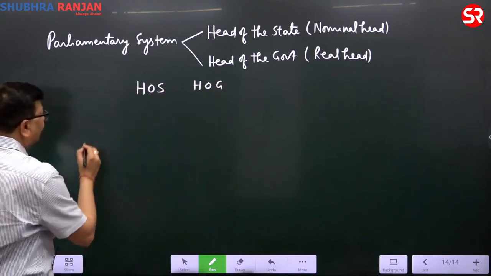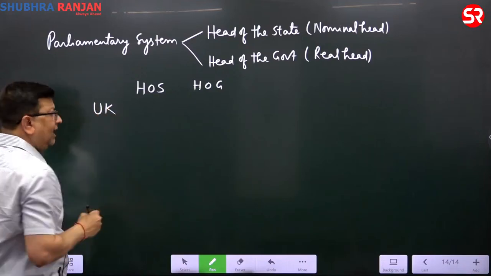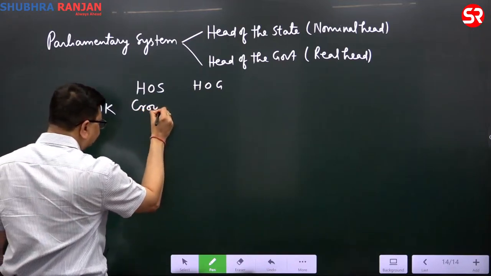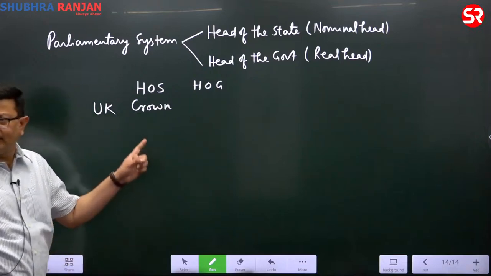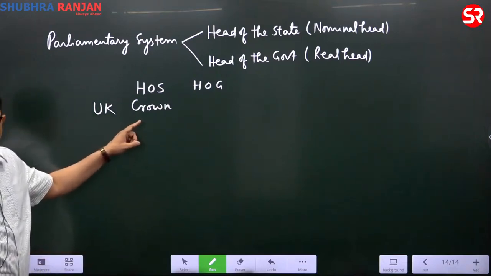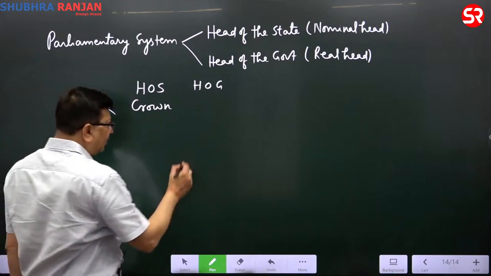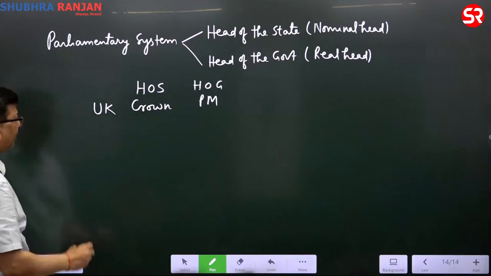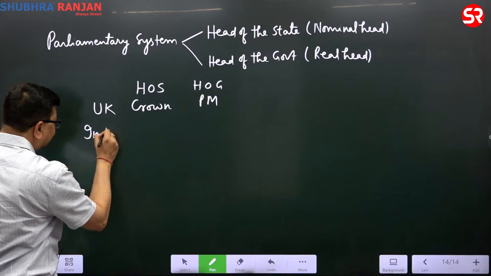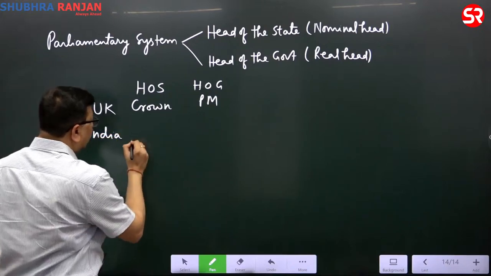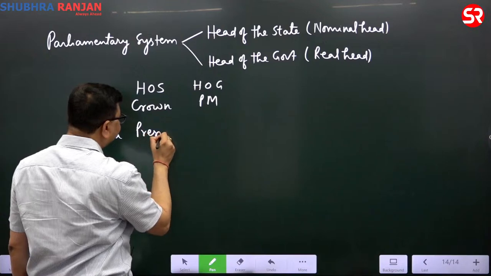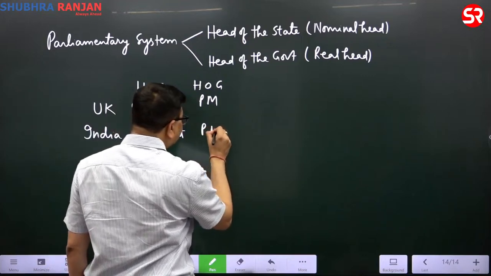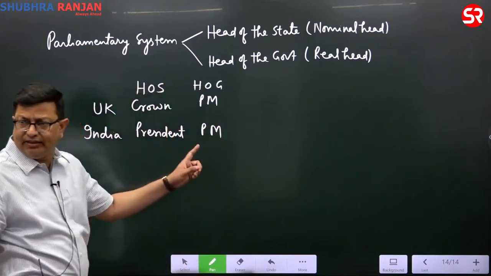For example, in the United Kingdom, the crown is the head of the state. Crown can be king or the queen. And the prime minister is the head of the government. In case of India, the head of the state is the president and the head of the government is the prime minister, who is the real head.